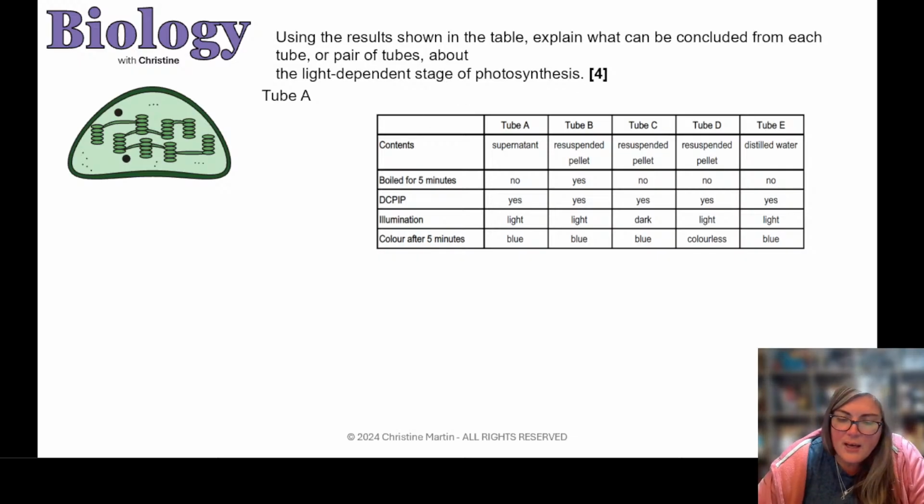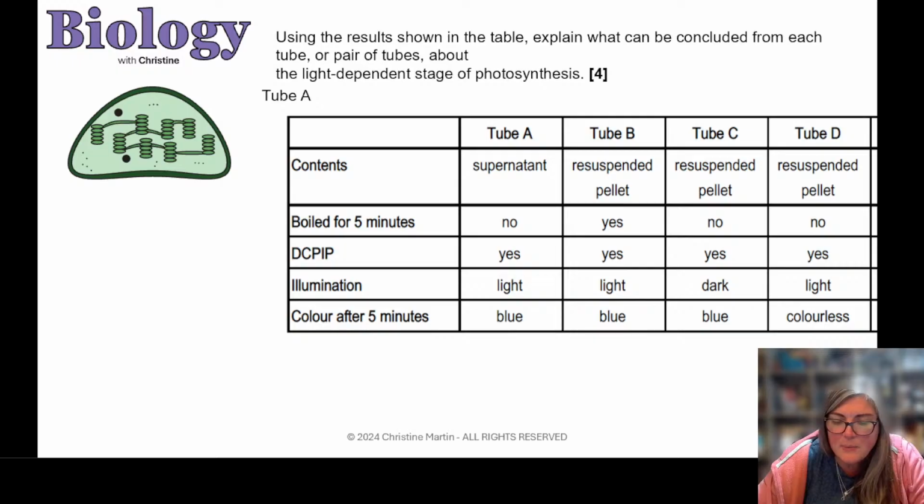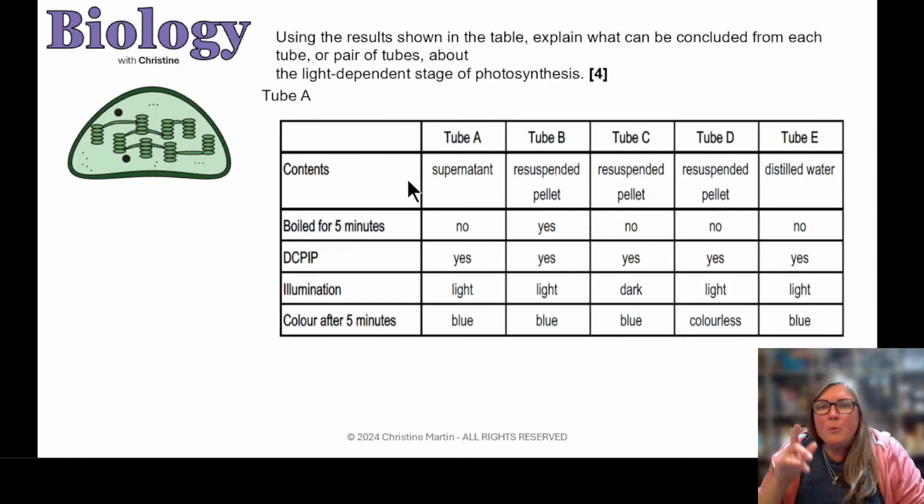So you've been given a table of results, right? So someone has done an experiment and they want you to look at tube A and only tube A. Now, this is an interesting one because if you're AQA, you have to do centrifugation, but with OCR, you don't have to do centrifugation, which is really fascinating, but you do have to be able to apply the knowledge of centrifugation.